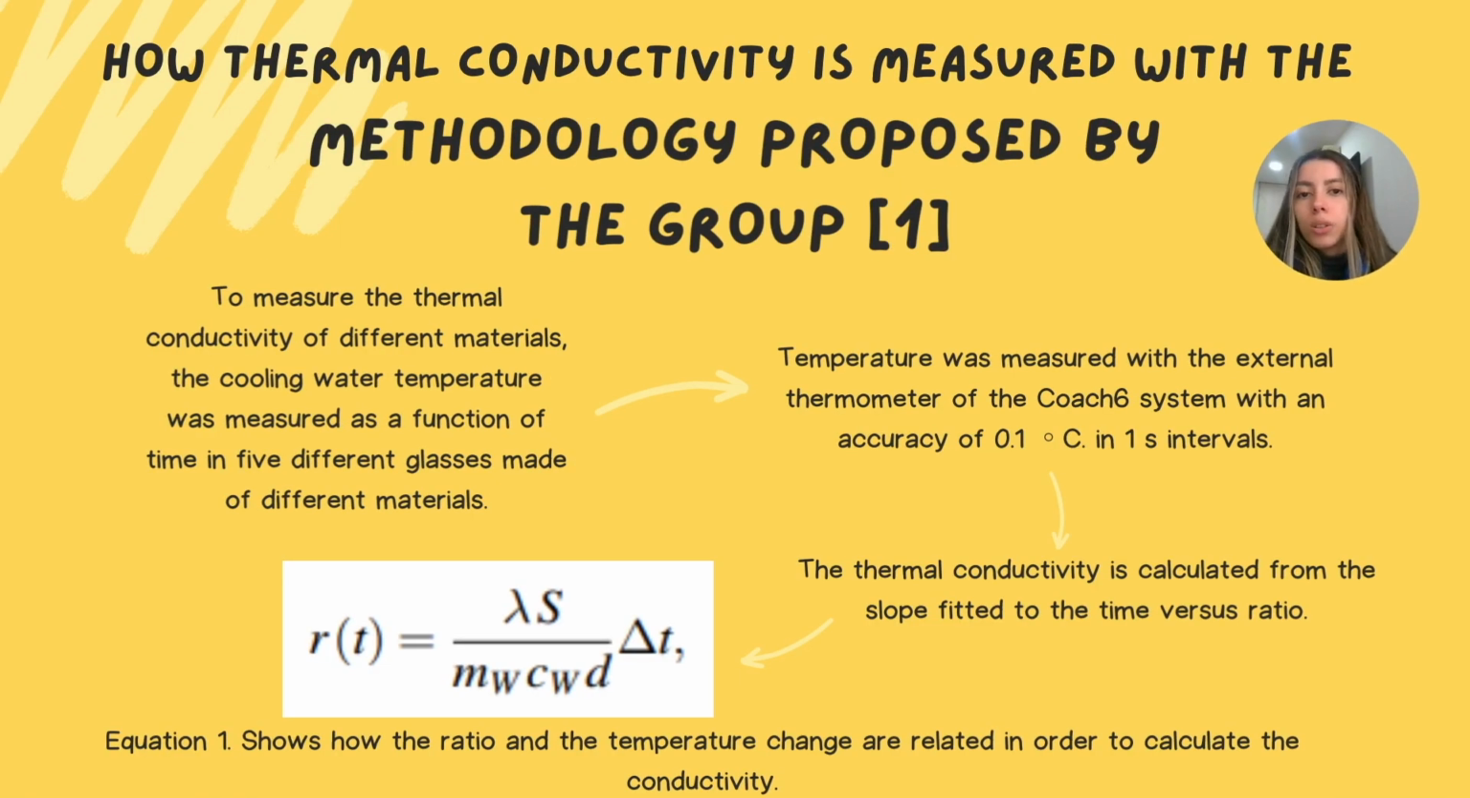This is how thermal conductivity is measured with the methodology proposed by the group. To measure the thermal conductivity of different materials, the cooling water temperature was measured as a function of time in 5 different glasses made of different materials. The temperature was measured with the external thermometer with a system. Then the thermal conductivity is calculated from the slope fitted to the time versus radius. And the equation that we use is this one of the radius.